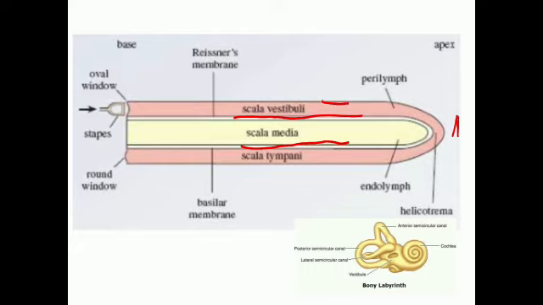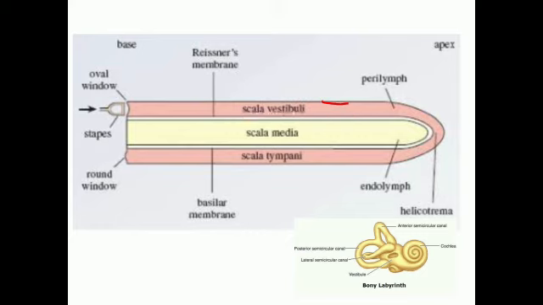So if you see here in the middle ear, there is the footplate of stapes which vibrates against the oval window. When it pushes in, it will set up vibrations in the fluid in the scala vestibuli, which will be transmitted along the scala vestibuli. It will reach the apex, then it will be transmitted along the scala tympani to reach the round window, causing reciprocal movement of the oval window and round window.